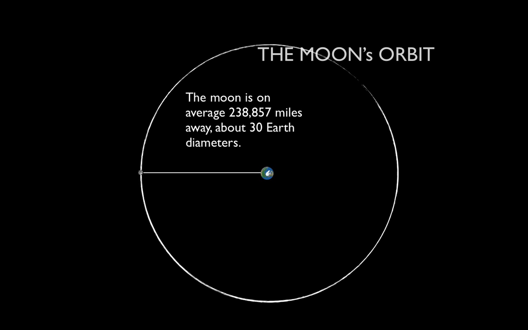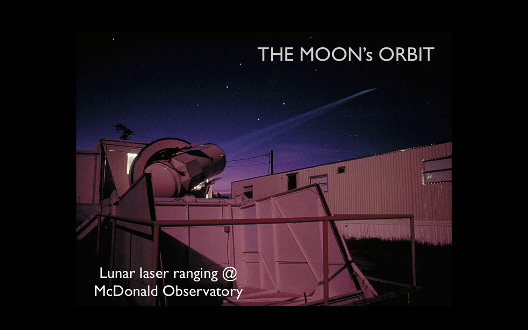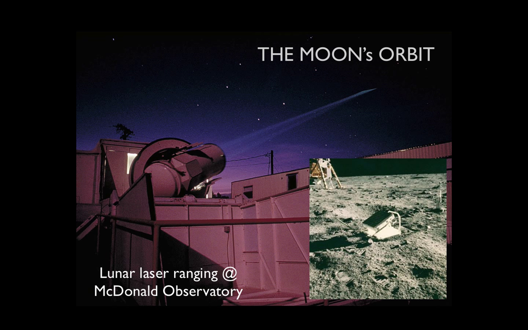How do we know these distances so accurately? Astronomers actually beam lasers from the Earth, aimed at mirrors on the Moon left by the Apollo missions. This is a picture of the Lunar Laser Ranging Facility at McDonald Observatory in Texas. The laser beam you see there is headed for the Moon, where it must hit a mirror left behind by the astronauts that's only a few feet wide. Now this is quite the feat.